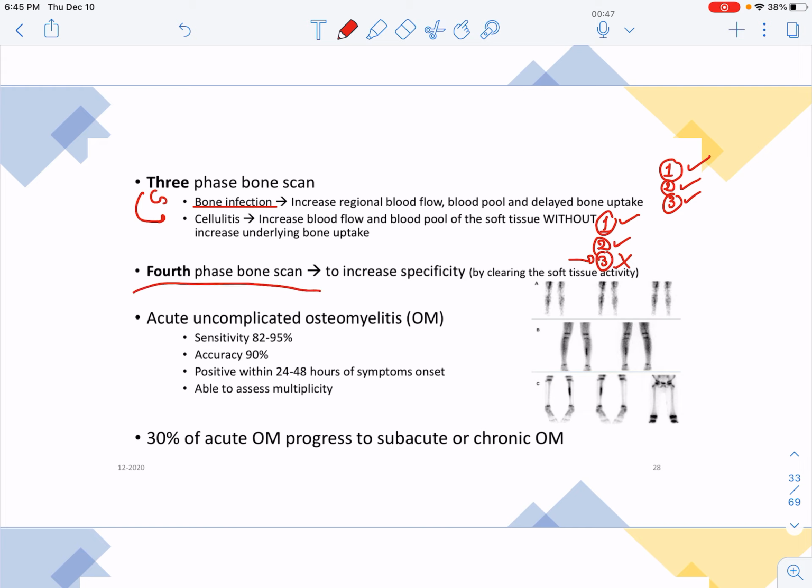متى نضيف 4 phase bone scan؟ احيانا لو كان مثلا ال soft tissue clearance في البيشنت مو عالي، زي مثلا لو عندنا diabetic patient ال soft tissue clearance عادة ما يكون عالي، ف we need to add a 4 phase and delay also have a delay imaging. So this is the blood flow, and this is the second phase, the blood pooling, and this is the third phase, which is the delay. Okay.